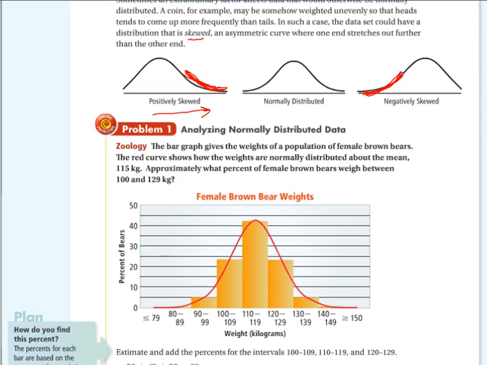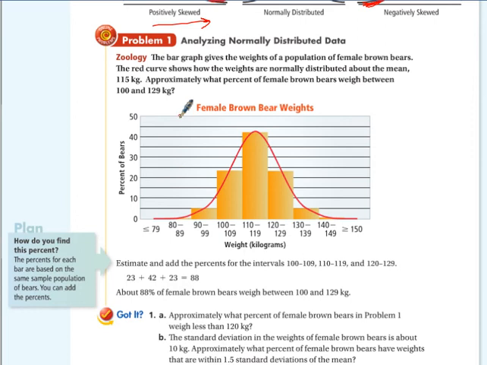So analyzing data that's been normally distributed, let's take a look at this. Zoology problem here: the bar graph gives the weights of a population of female brown bears. The red curve shows how the weights are normally distributed about the mean, which is 115 kilograms. Approximately what percent of female brown bears weighs between 100 and 129?